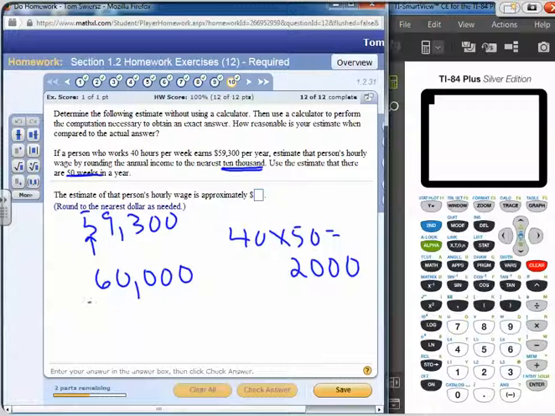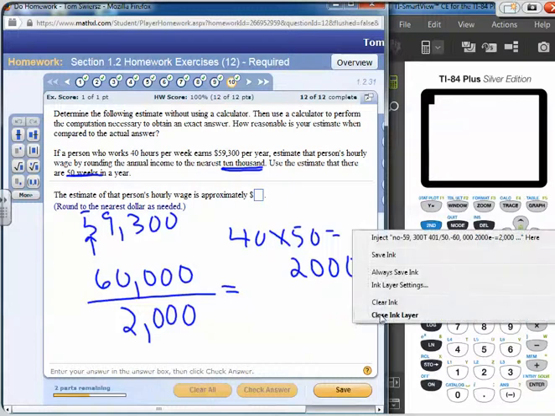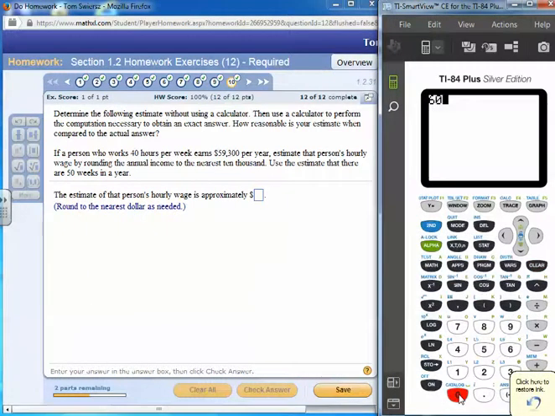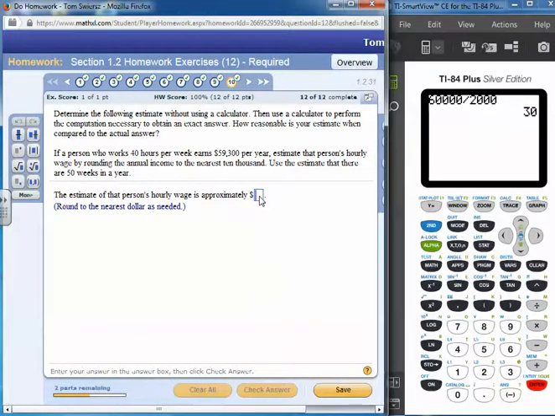So they make $60,000 divided by the number of hours gives us the rate per hour. So we'll go ahead and do that to get our estimate. So 60,000 divided by 2,000 gives us an estimate of $30 per hour.